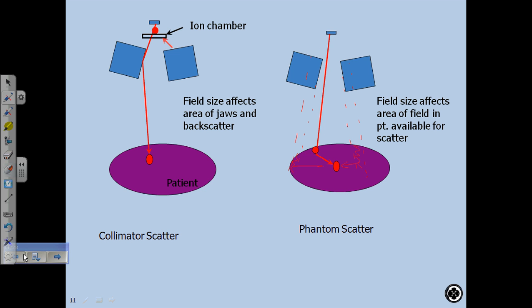There's some backscatter occurring off the jaw face, off the top of the jaw, into the monitor unit chamber. Remember what the purpose of the monitor unit chamber is? I have to stop talking for a second. I haven't given you a chance to ask questions. Okay, what's the purpose of a monitor unit chamber?